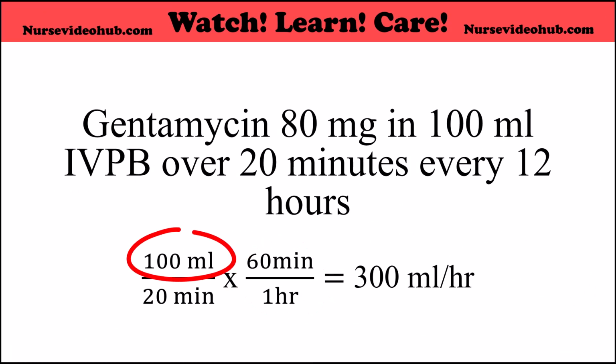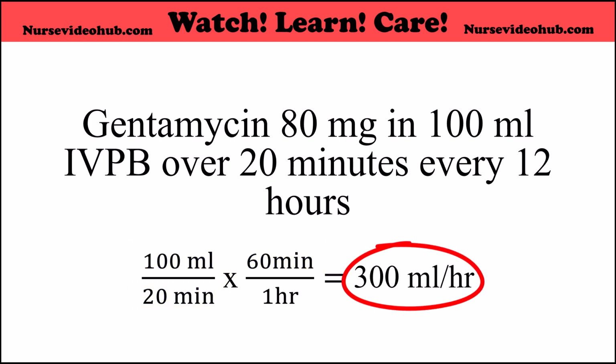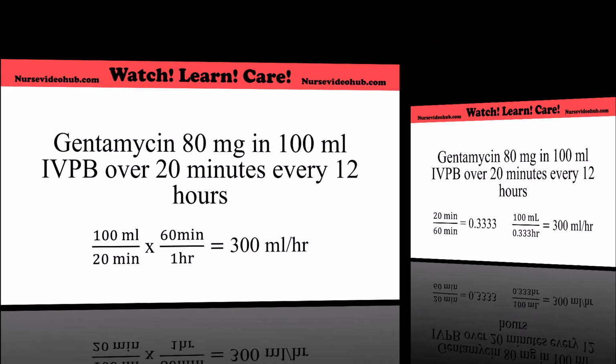The total amount of fluids is 100 milliliters over the time to run, which is 20 minutes. Multiply that by the conversion factor of 60 minutes per 1 hour. The minutes cancel out. 100 milliliters times 60 divided by 20 equals 300 milliliters per hour. That is what you program the IV pump to, 300.